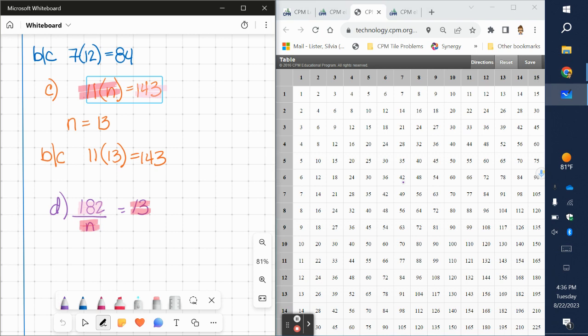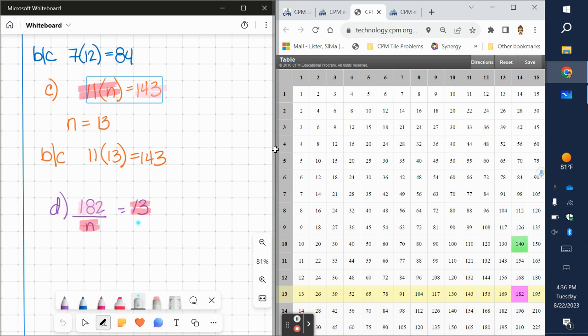So let's reset my tool. I have an n on the bottom, so I can't look for an n row because that's not a thing. So let's look for the row that has a 13 in it. Let's click on the 13, highlight the row, and look for 182. Oh, look, there's 182. So I'm going to highlight it purple.